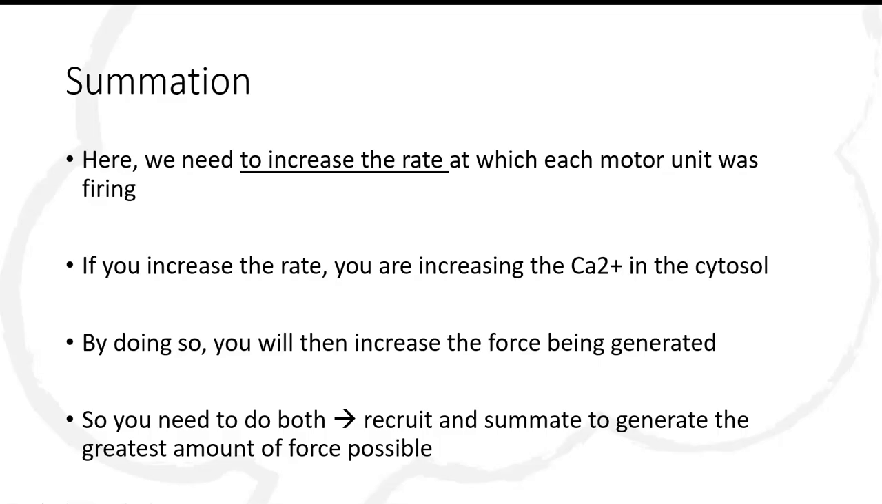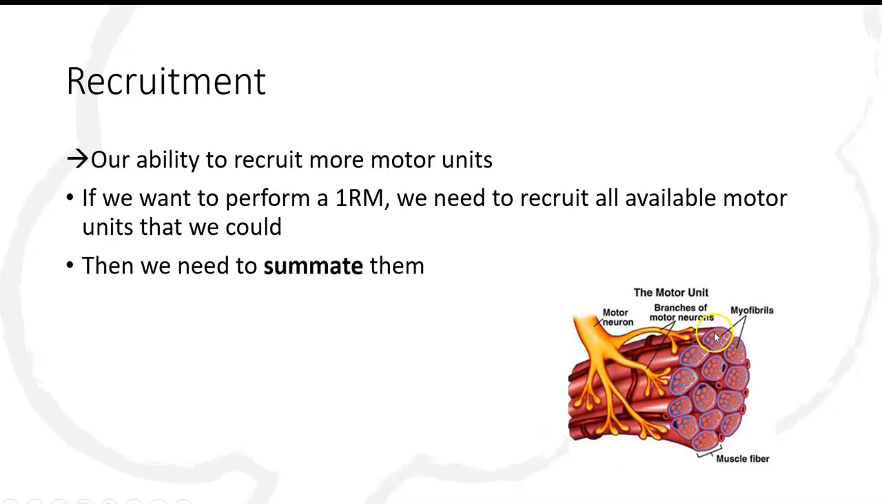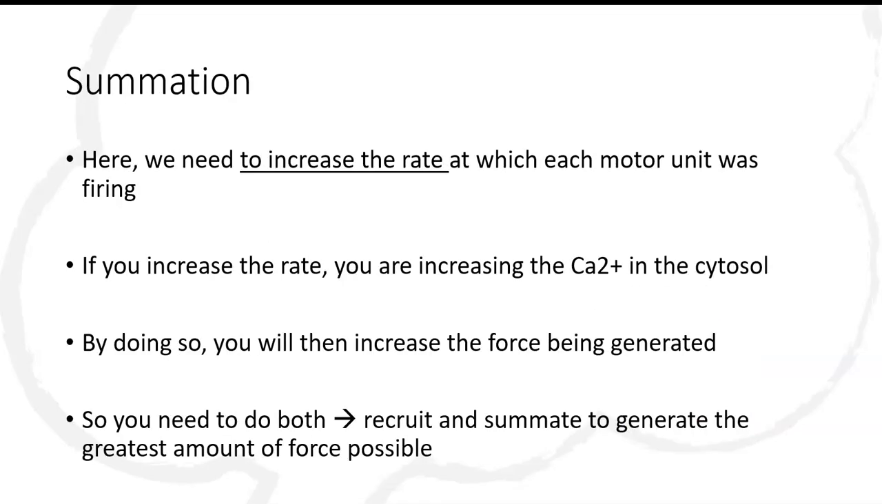What is summation? Here we need to increase the rate at which each motor unit is firing. So now we have recruited all of them. We're recruiting all these muscle fibers in a muscle belly in order to engage in muscular contraction. We've recruited all the amount we can with the neuromuscular system, but now we need to summate them. That means we need to increase the rate at which each of those motor units is firing.